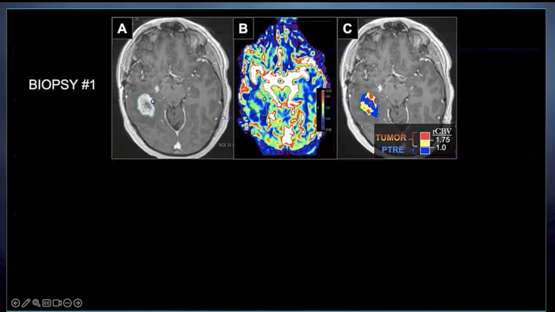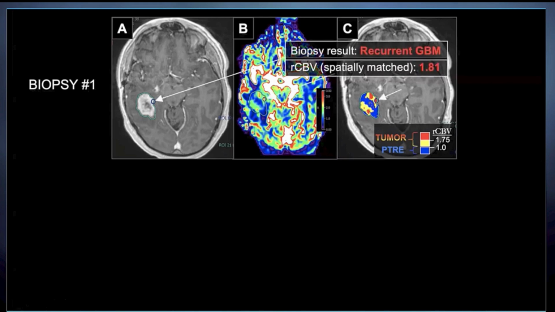We can see here that this circle, which corresponds with the biopsy location, falls within an area of higher rCBV on the color coded map. And we can also see that on the corresponding FTB map, it's predominantly in an area of red and yellow. And so this was highly concerning for an area of tumor recurrence. And in fact, biopsy from that specimen came back as recurrent GBM.